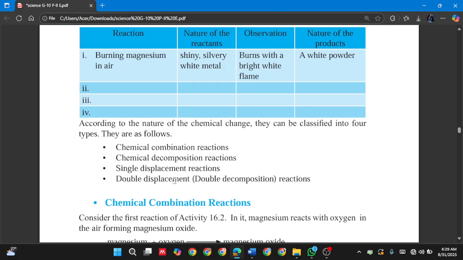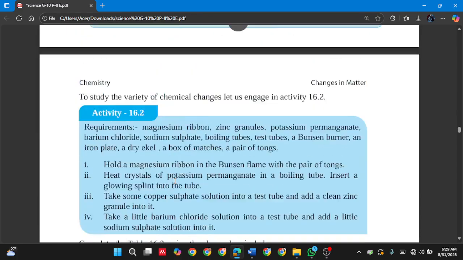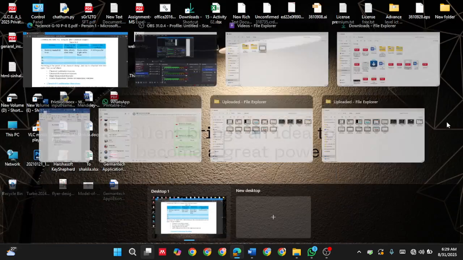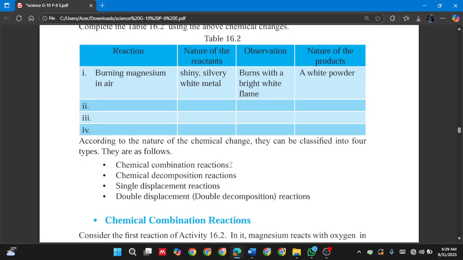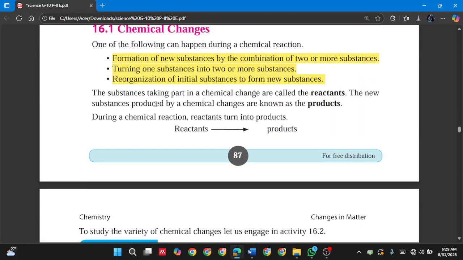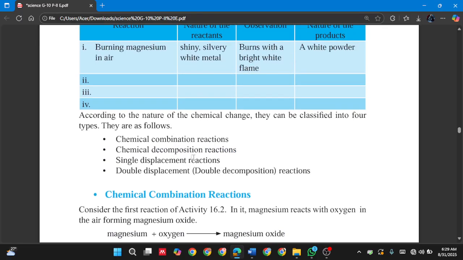According to the nature of chemical change, they can be classified into 4 types. They are as follows. What is the first type? It's chemical combination reactions. As was told previously, the formation of new substances by the combination of 2 or more substances. So they are the combination ones. And chemical decomposition reactions are the second ones. From 1 substance, you are turning it into 2 or more. You are going to prepare 2 or more. That is decomposition.